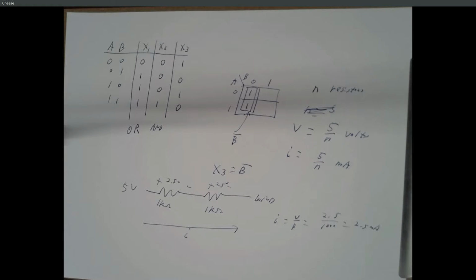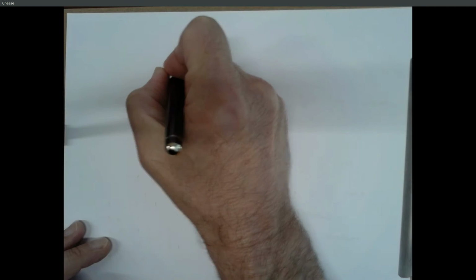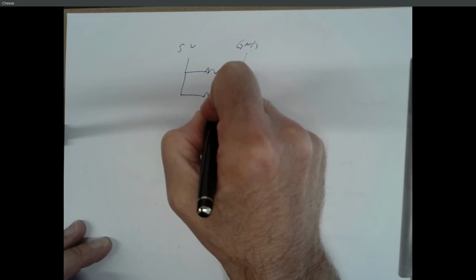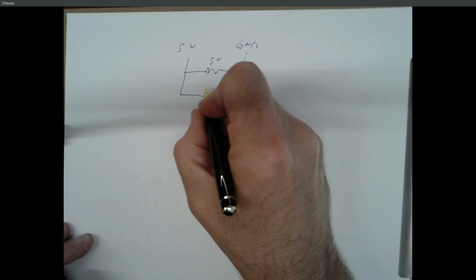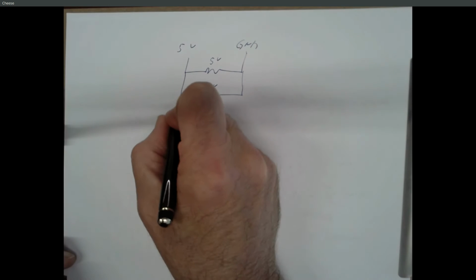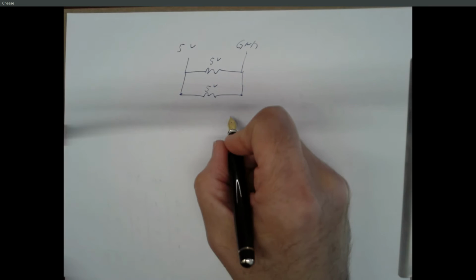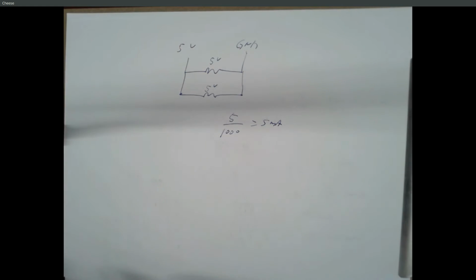And then parallel, same thing. You've got parallel resistors. You've got to show the circuit. And since these are in parallel, each of these is going to be 5 volts. And it doesn't matter how many resistors you have, the voltage across any one resistor is always 5 volts. And the current through any one resistor is always 5 volts over the resistance, which is 5 milliamps.